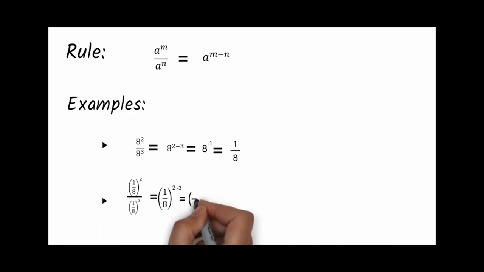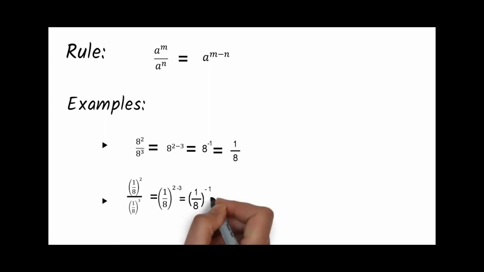And that results in 1 over 8 raised to the power of negative 1. So again, we have a negative exponent, and we're going to convert it into a positive exponent. And to do that, we're going to take the base fraction and then get the inverse of it. So 1 over 8, its inverse is 8. So that becomes 8 raised to the power of 1. And that is 8, which is our answer.